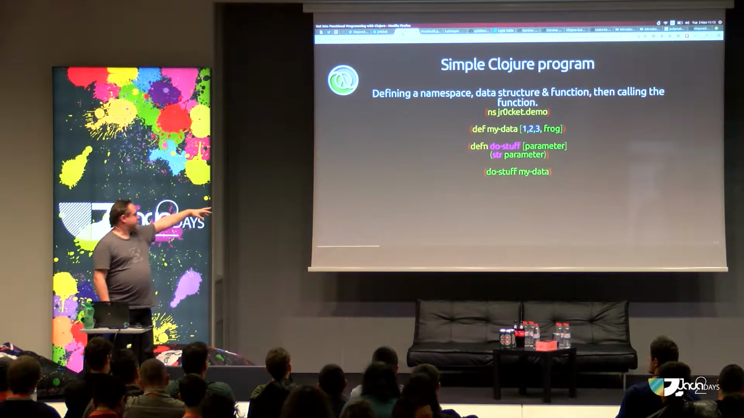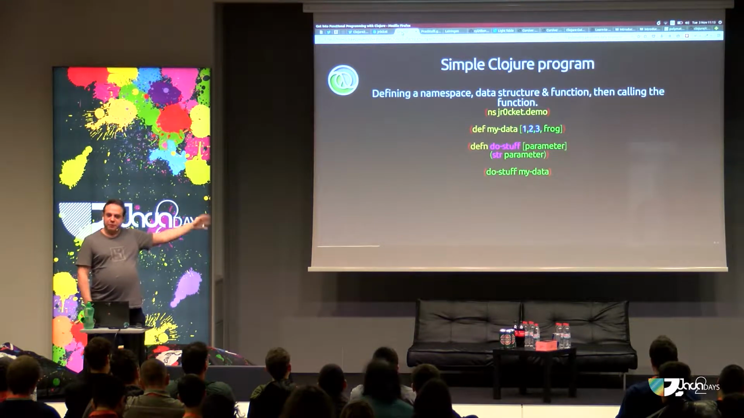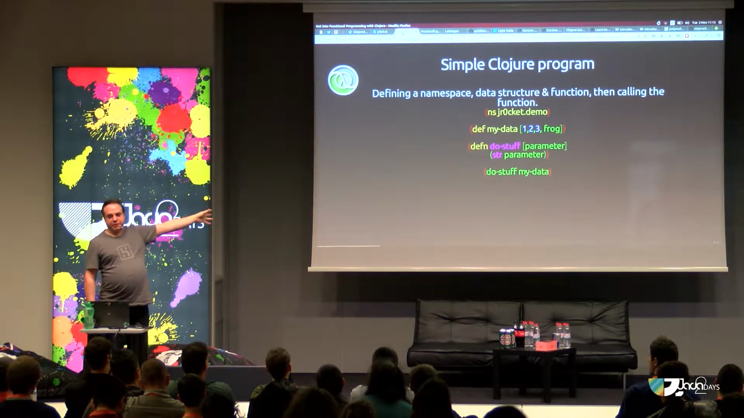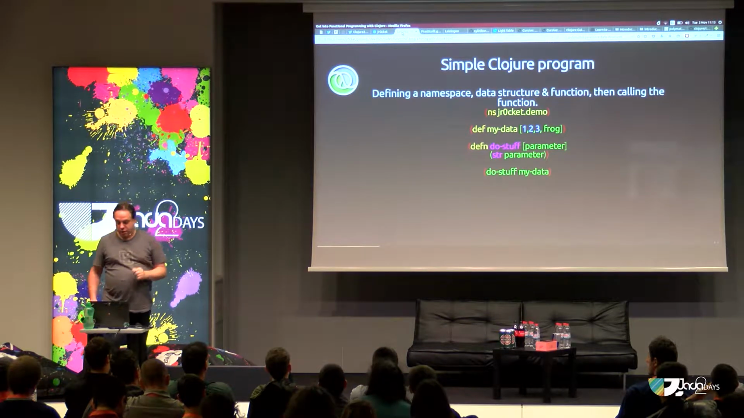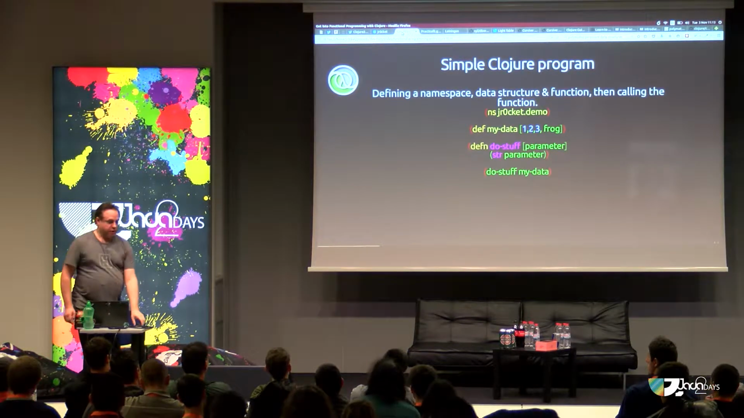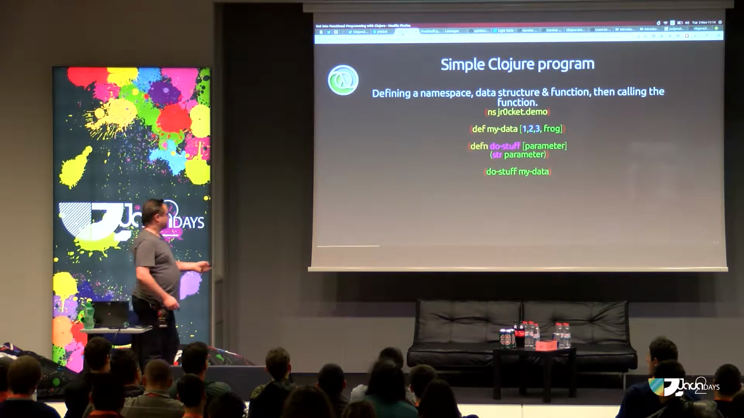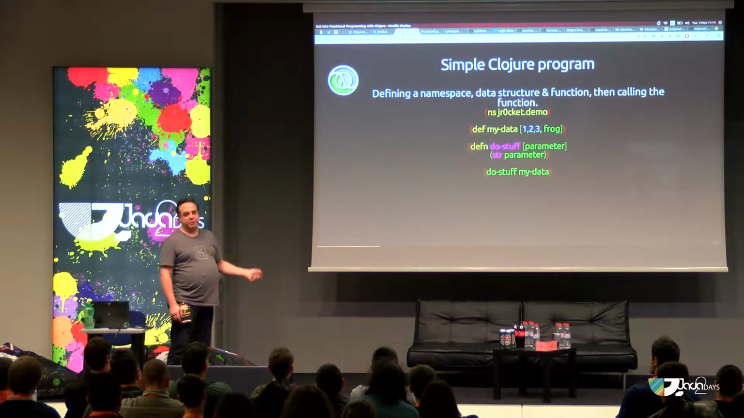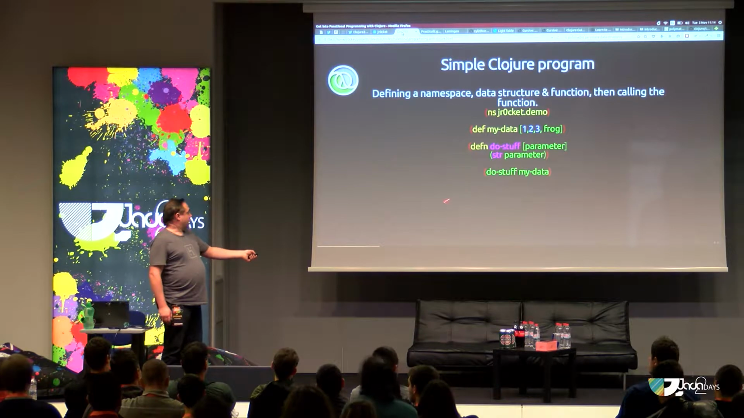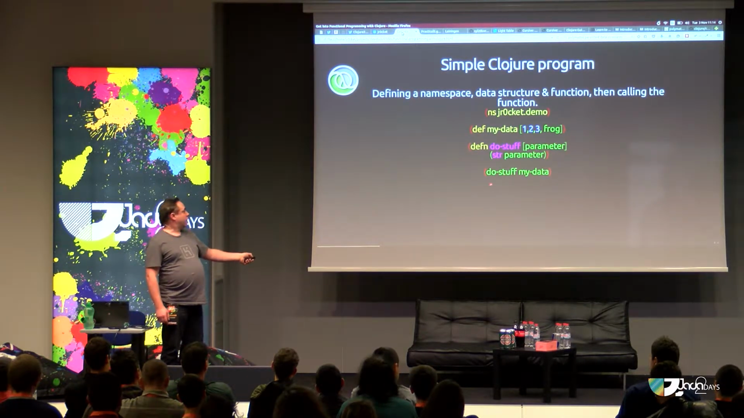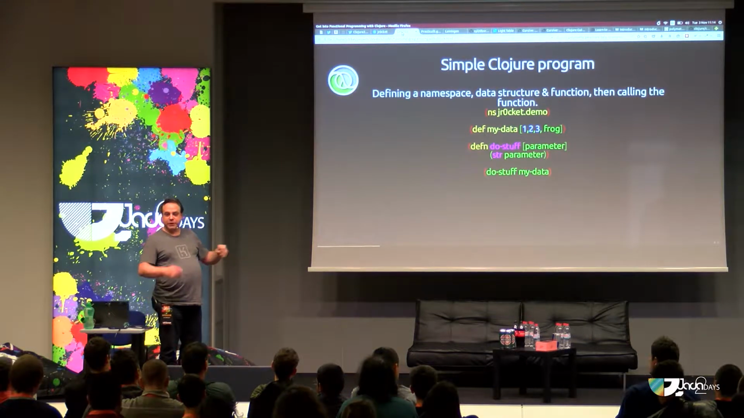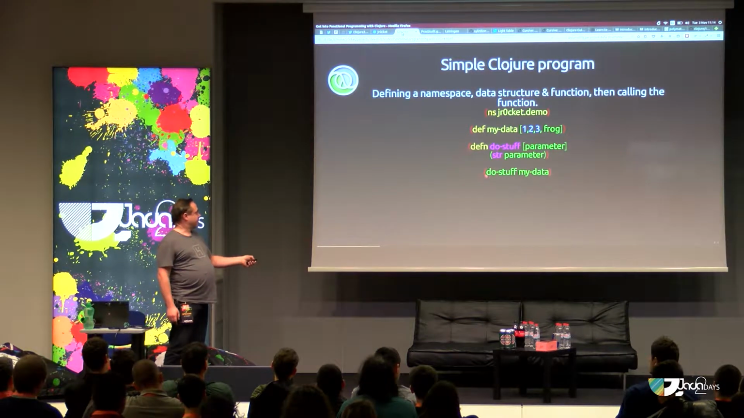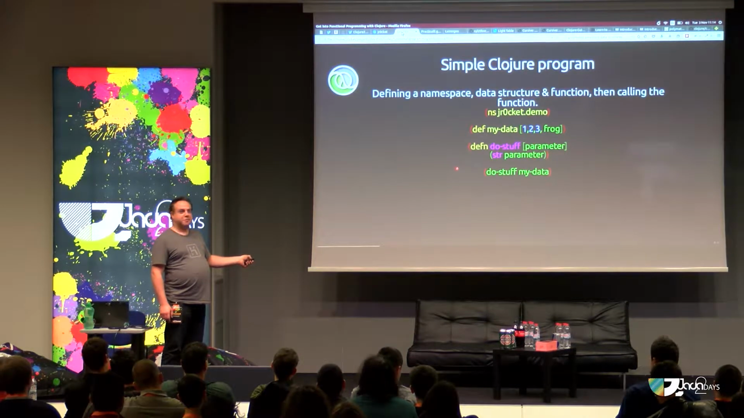And then we're defining a function called do-stuff, which is not a very exciting function. We can give it parameters, and then we can use those parameters to do some behavior. In this case, we're just going to print out the parameter value. And then we actually call the function that we've defined by putting it in a list. So this is where you get the evil brackets all over the place.